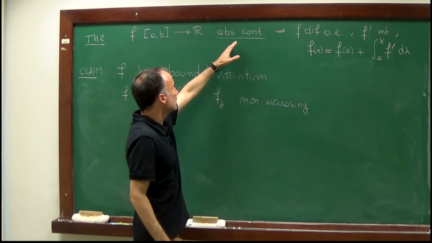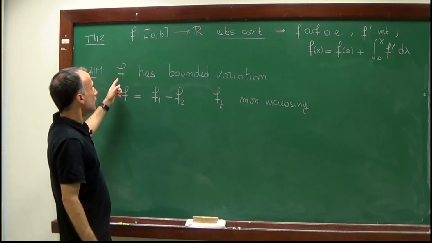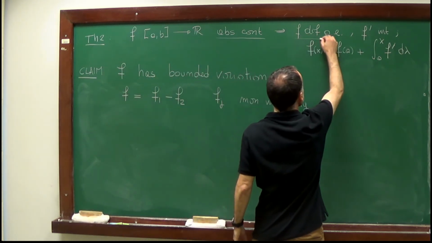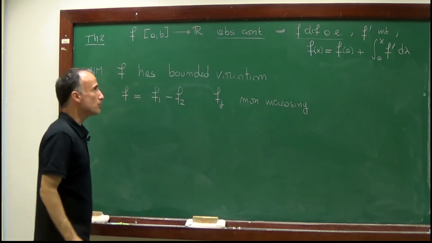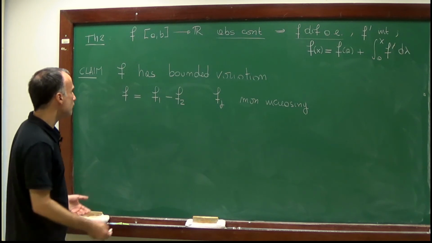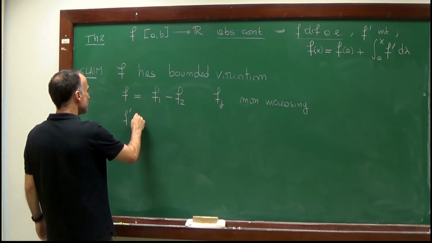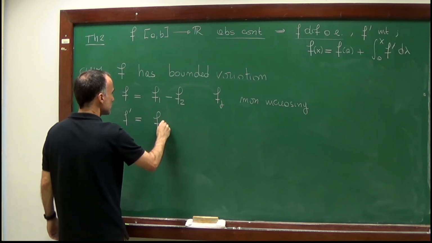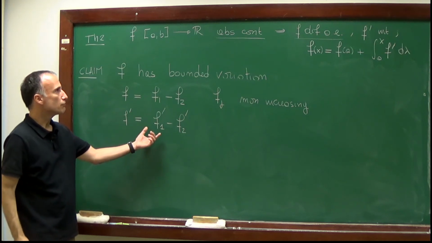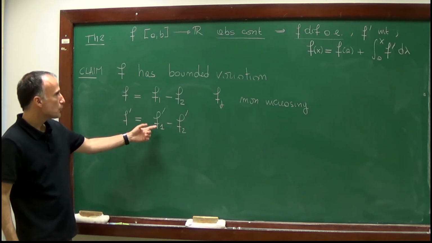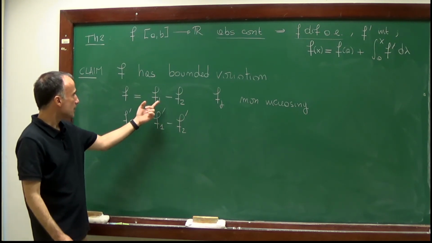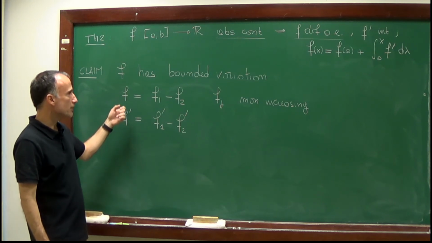So take this function, which is absolutely continuous. We know that it has bounded variation. So we have already proved that this function is differentiable almost everywhere. And moreover, its derivative is given by the difference between the derivatives of two monotone functions. And for these monotone functions f1 and f2, the variation is bounded by the total variation of f.